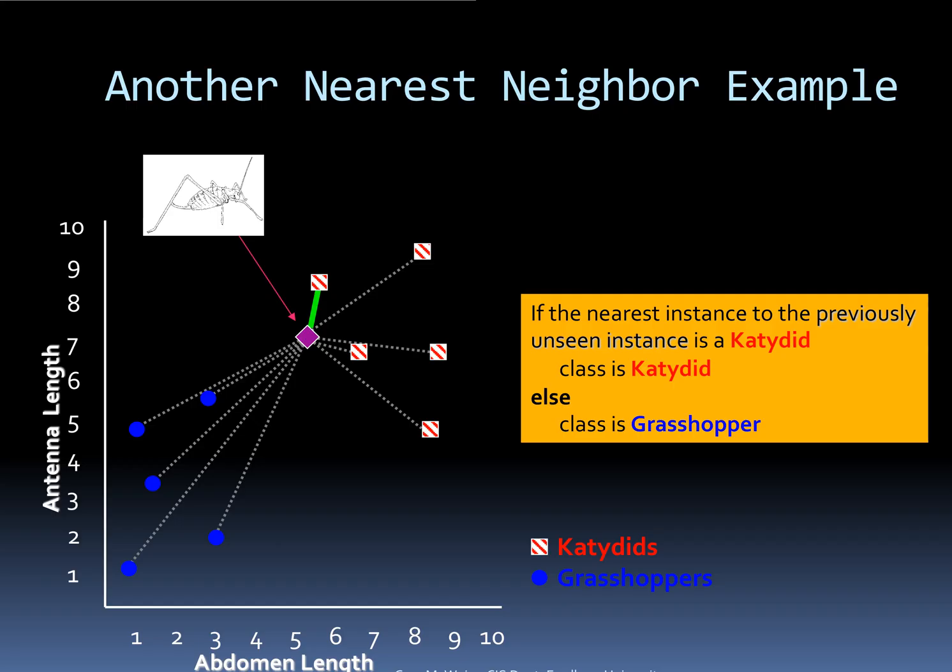This visual illustrates how the nearest neighbor method uses proximity to known data points to make classification decisions, highlighting its effectiveness in distinguishing between similar yet distinct classes based on feature space. This approach is powerful for its simplicity and intuitiveness in handling classification tasks.